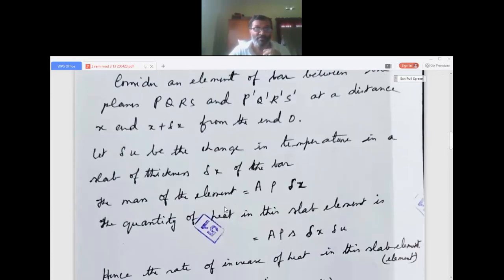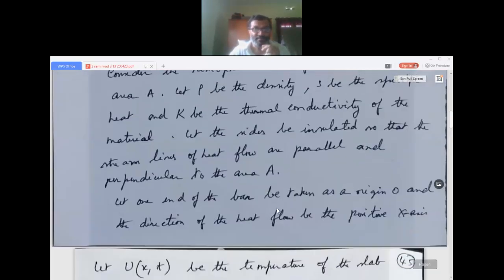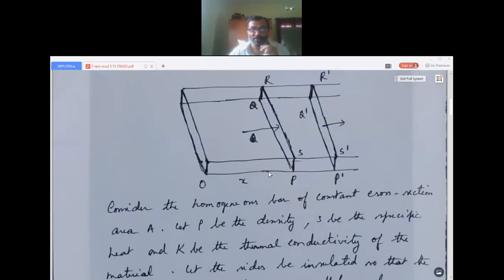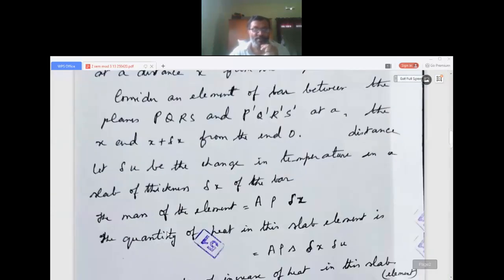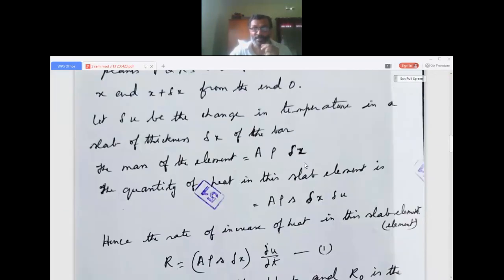Now, mass of the element. So mass of the element considered will be, rho is the mass per unit length density, A is the total area. So mass of the element will be A into rho into delta x. So in that length delta x, what will be the mass of the element considered? It will be A into rho into delta x. Capital A is the area given in the beginning. Here, consider a homogeneous bar of constant cross section of area A. Mass of the element will be A into rho into delta x.